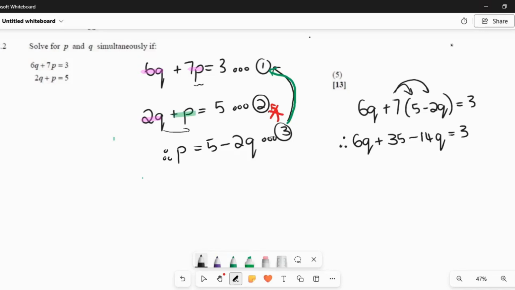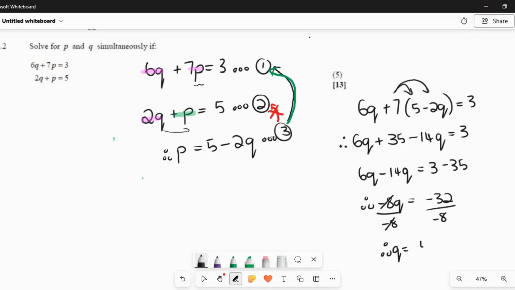Then we simplify like we normally do. So we have 6q minus 14q. We're taking 35 over to the other side, so it's going to be negative 35, right? And then finally, 6 minus 14 is going to give us negative 8q is equal to 3 minus 35, which is negative 32. Then you divide both sides by negative 8, and it should give us something like 4, right? So now, therefore, our q is equal to 4.